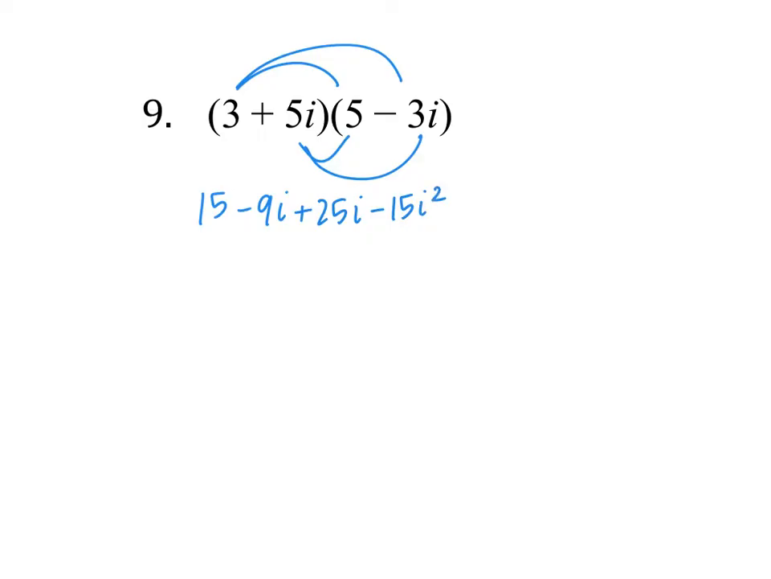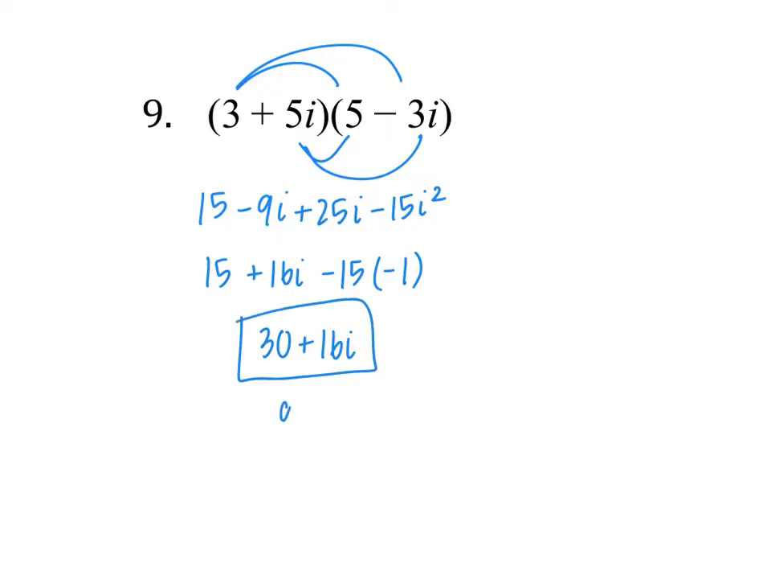squared. I'm going to combine my like terms, so I've got 15, and then negative 9i plus 25i would be positive 16i. And then I know that i squared is negative 1, so I'm going to replace that with negative 1. Negative 15 times negative 1 would be a positive 15, so this would give me 30 plus 16i. And that would be my final answer in complex format.